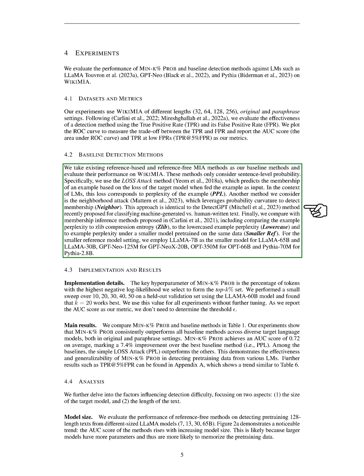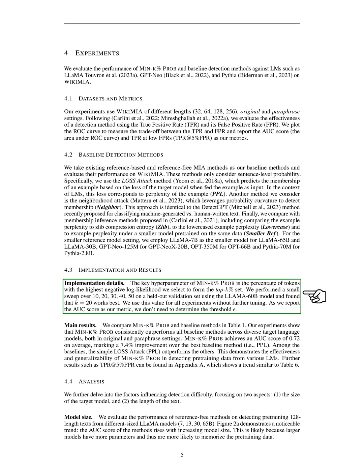Finally, we compare with membership inference methods proposed in previous studies, including comparing the example perplexity to zlib compression entropy, to the lower-cased example perplexity, and to example perplexity under a smaller model pre-trained on the same data. For the smaller reference model setting, we use different smaller models for different larger models. The key hyperparameter of Min-K% Prob is the percentage of tokens with the highest negative log likelihood we select to form the top k% set. We performed a small sweep over 10, 20, 30, 40, 50 on a held-out validation set using the Llama 60B model and found that k equals 20 works best. We use this value for all experiments without further tuning. As we report the AUC score as our metric, we don't need to determine the threshold value.